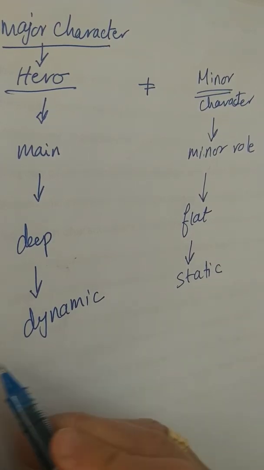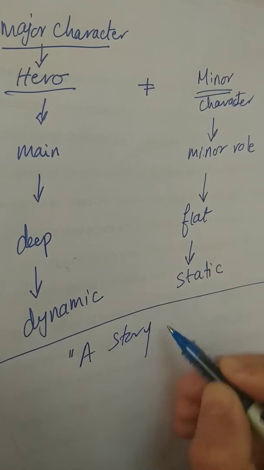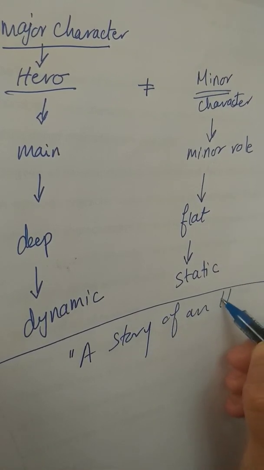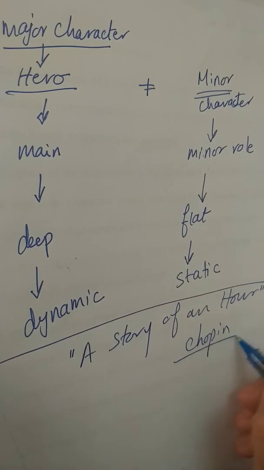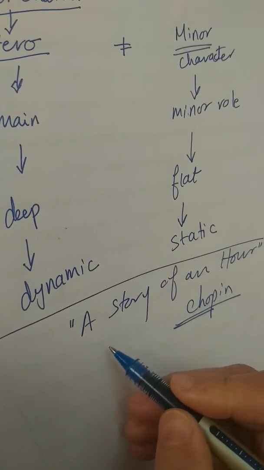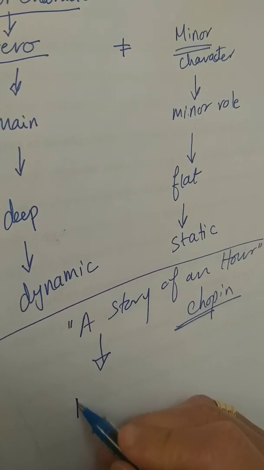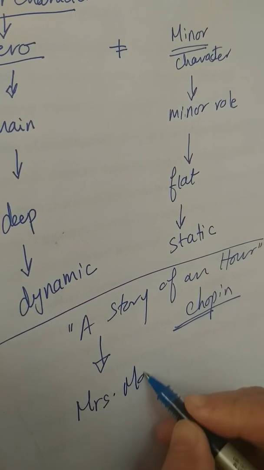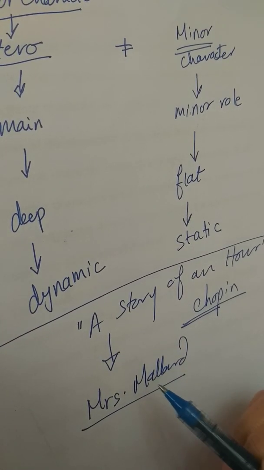Now, our story is a story of an Hour by Kate Chopin, right? We all know that the minor character, if you have read the story, of course, the minor character is Mrs. Mallard. Okay? She plays the main role in the story.